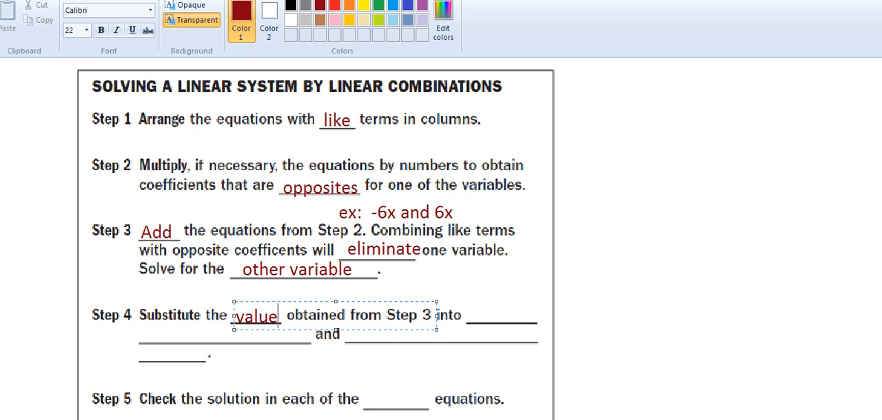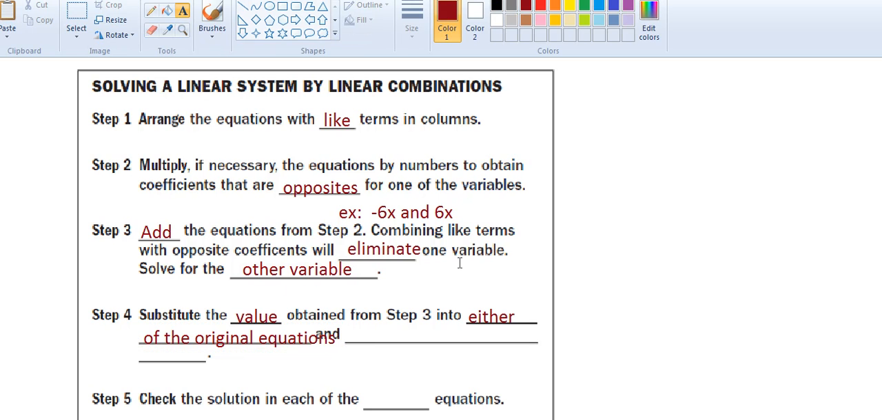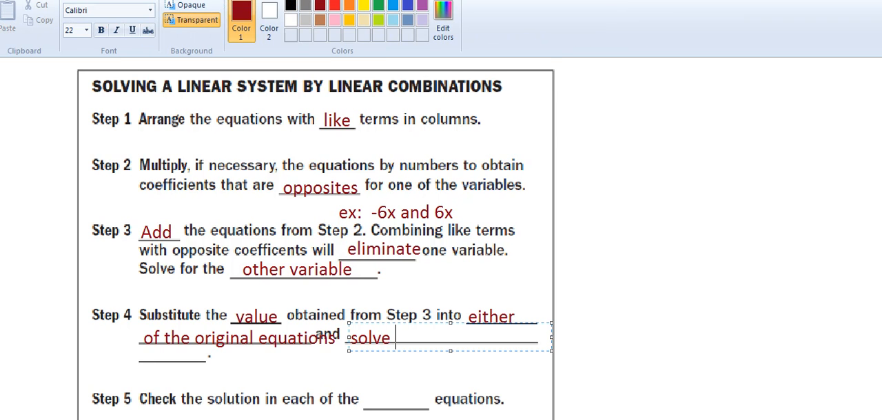Now, the next step, again, we're going to practice this too. We're going to substitute the value obtained from step 3 into either of the original equations, and we're going to solve for the other variable. Once we're done, we check the solution in each of the original equations. Okay, we'll go ahead and turn to example 1 and we'll practice.